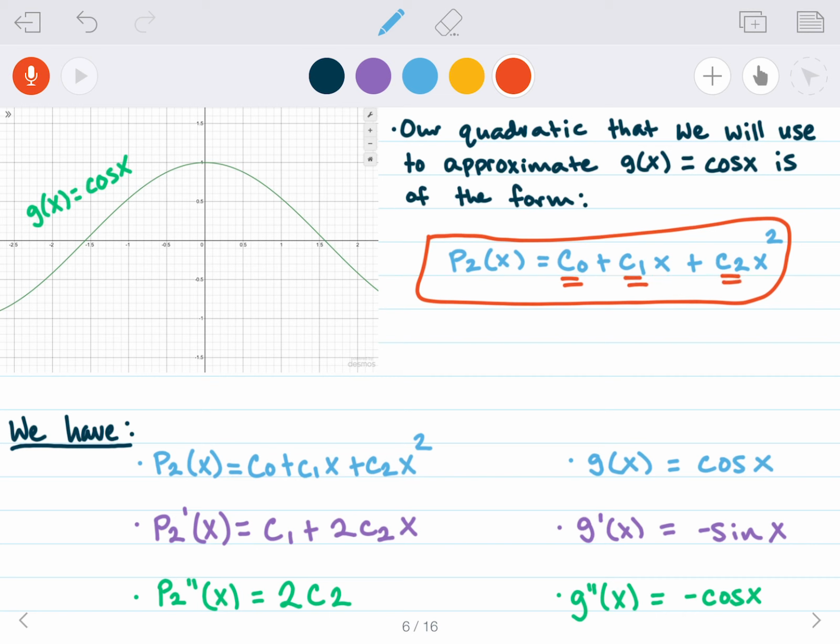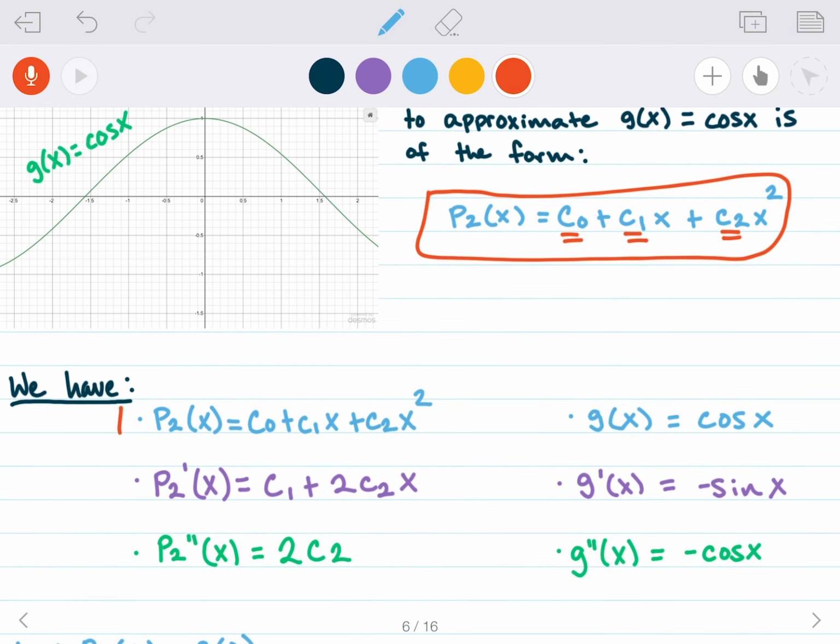All right, so here is my basic quadratic right here, P2 of x. And if I take the derivative of that using the power rule, since this is just a constant, it disappears in the derivative. A coefficient times x, when I take the derivative, is simply that coefficient, right? If we have 2x and I take the derivative, it's just 2. So that's the idea there. And then this last thing, when I take the derivative, it's just going to be 2 times c2 times x, just reducing the power of x by 1 using the power rule. Then I can take the second derivative and get this guy.